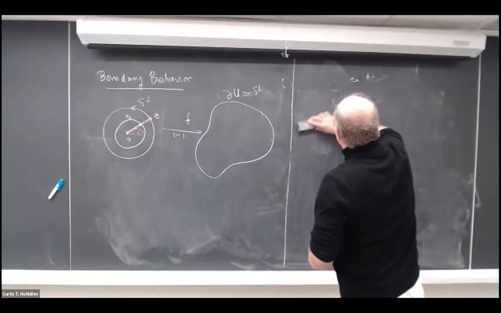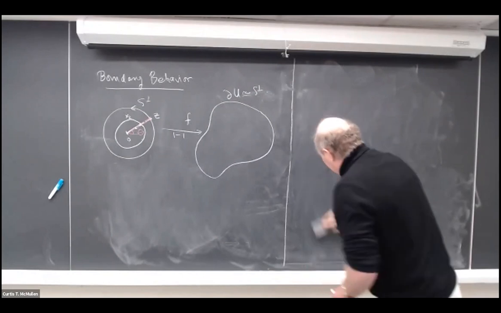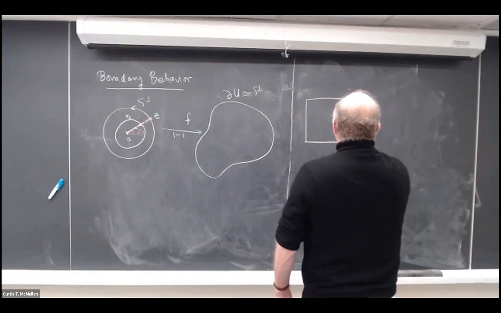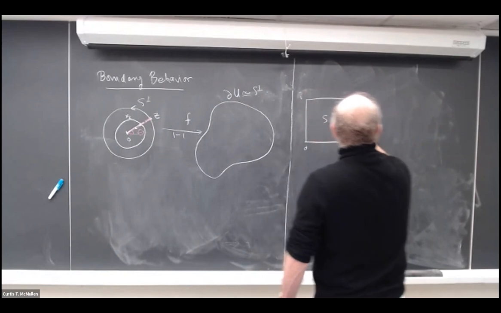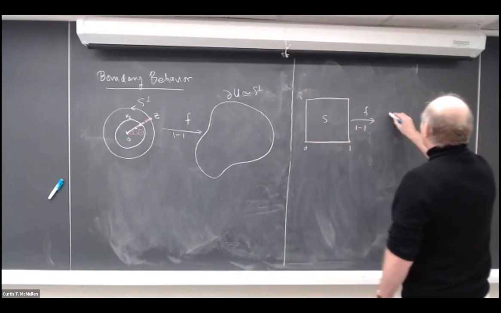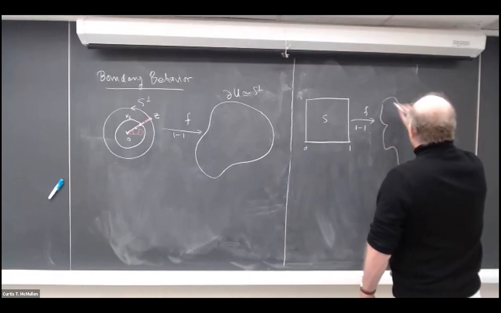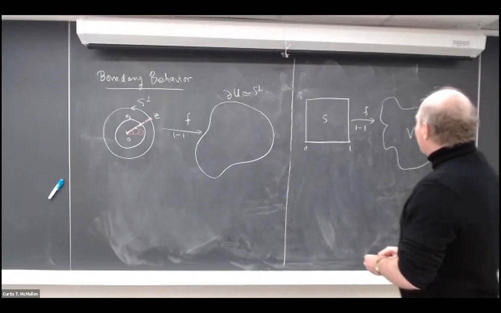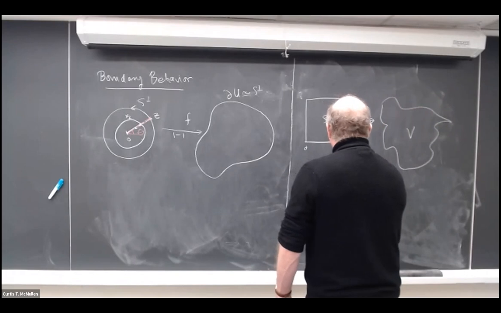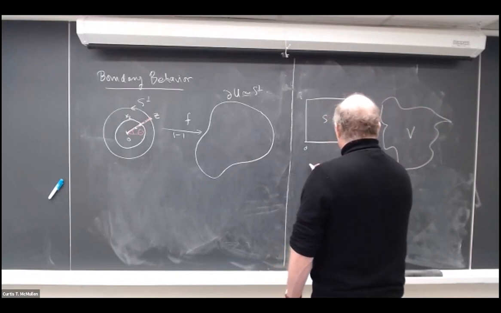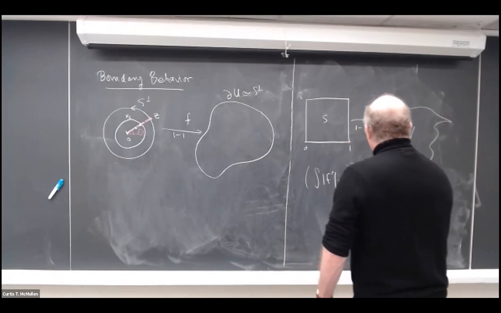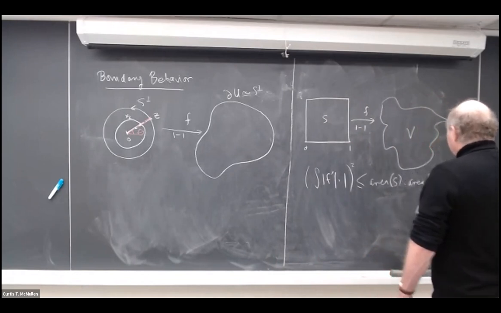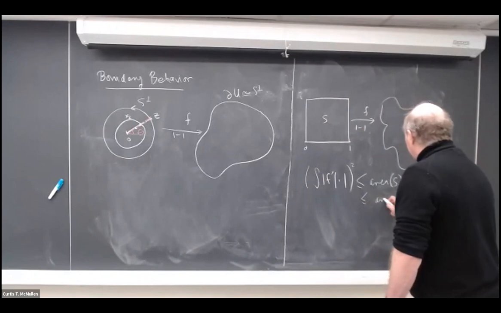So let me say the length area method again in a slightly different way. Let's suppose we have a unit square, 0, 1, and we have a mapping F from the square to some region V in the complex plane, F is conformal. Then by exactly the same argument, we get that the integral of |F prime| squared is less than or equal to the area of S times the area of V. And since I've chosen this to be a unit square, this is less than or equal to the area of V.